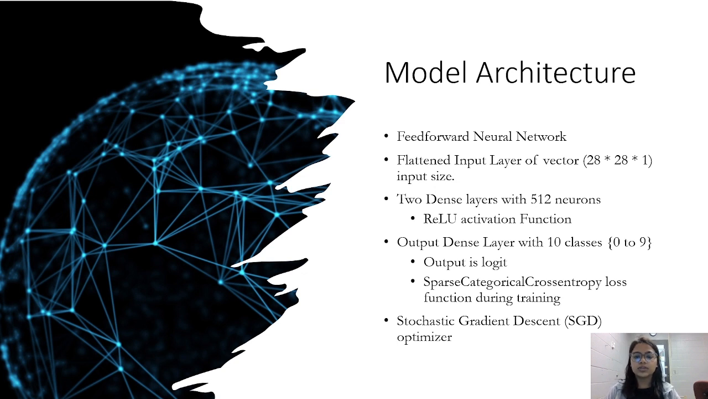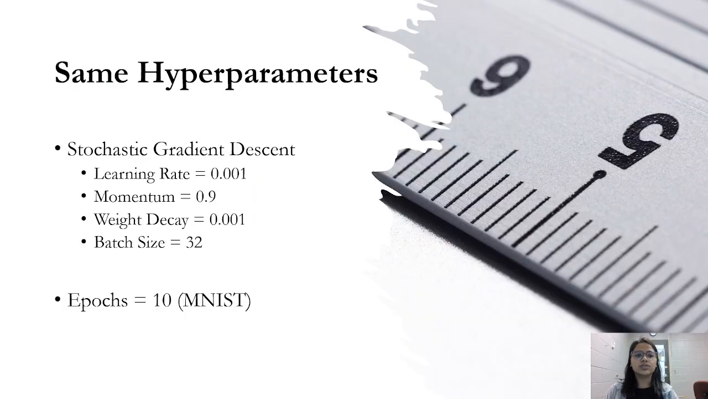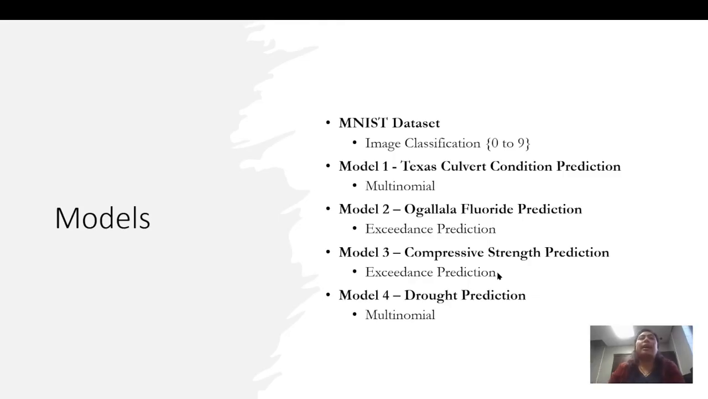Then for our optimization method, we use a stochastic gradient descent optimizer for our MNIST dataset. Then for our own datasets, we use Adam. We also used the same hyperparameters for both libraries. Our learning rate is 0.001, momentum 0.9, weight decay 0.001, and batch size 32. Our epochs were 10 for both libraries, PyTorch and TensorFlow.